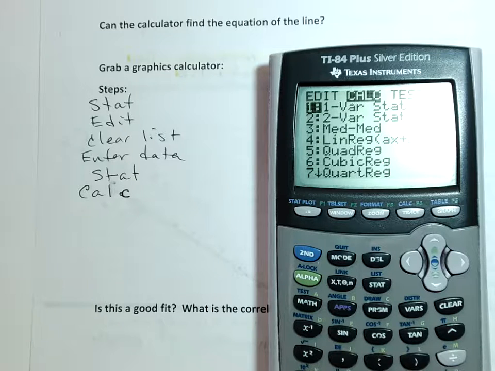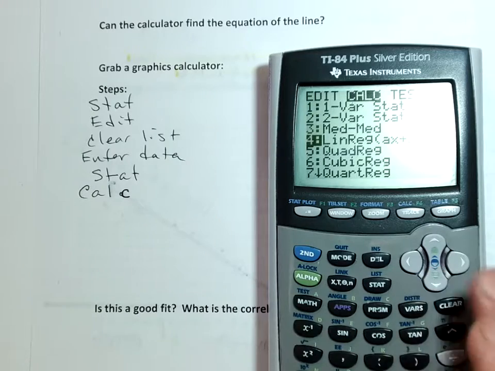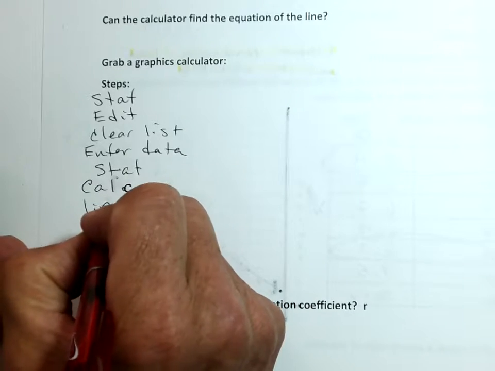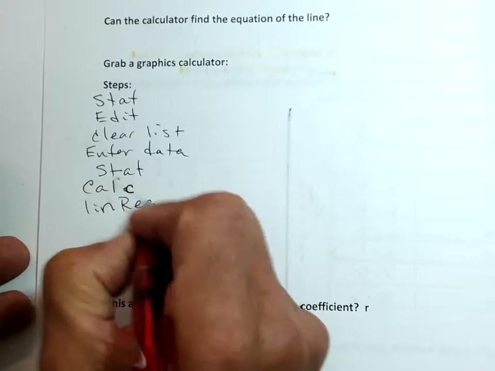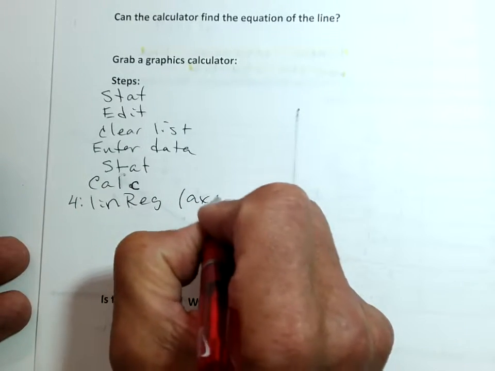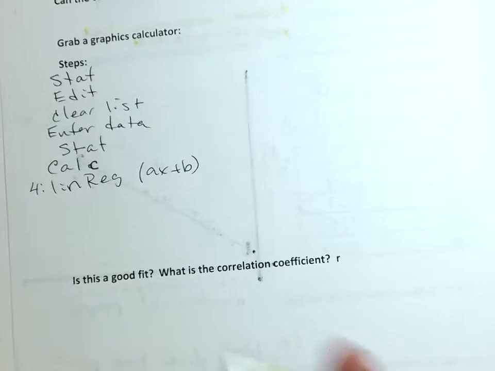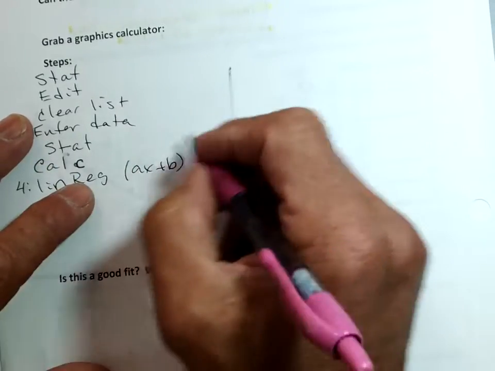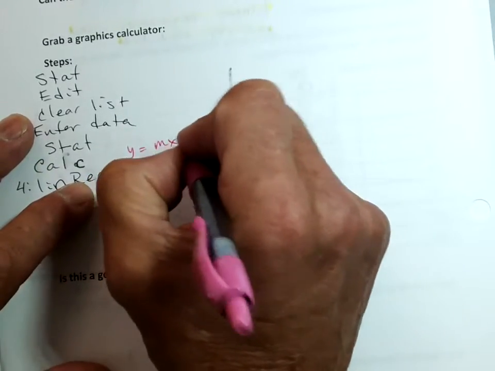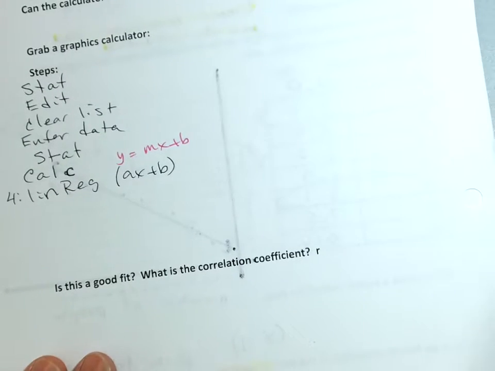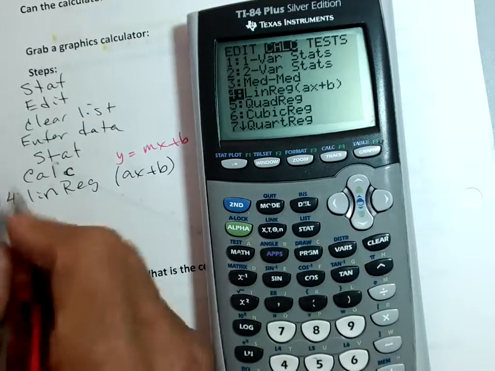And now what I'm looking for is the linear, L-I-N, linear regression line, because what we have is a straight line. So I want the linear regression, number 4. So lin reg, it's number 4, okay, and it's got the ax plus b, all right? So it does ax plus b, which is really y equals mx plus b. They use a and b instead of m and b. You okay with that? Same thing. Okay, so I'm going to push enter on that.